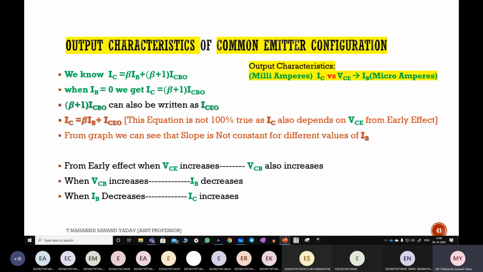And output: you're plotting output characteristics for output current IC versus output voltage VCE for different values of IB. IB will be micro or milli? Micro. Sir, IC? Milliamp. IE?